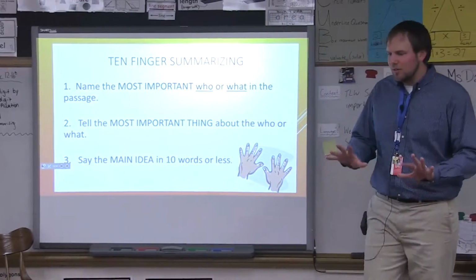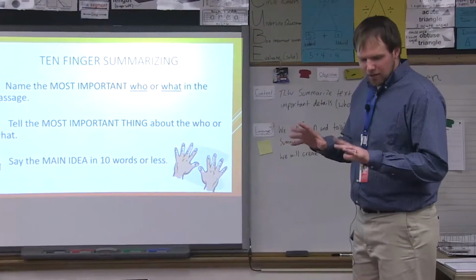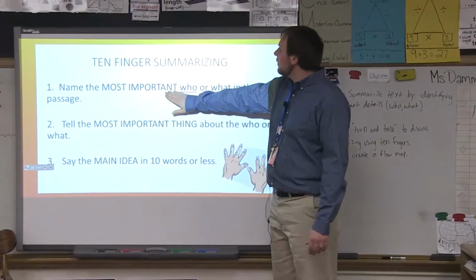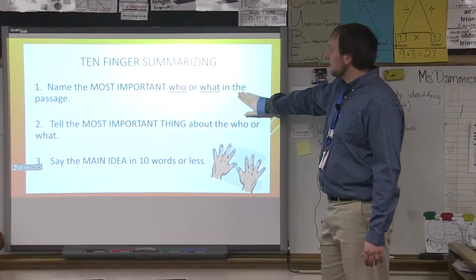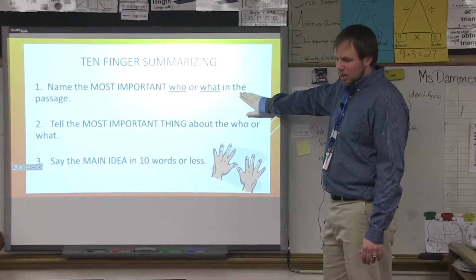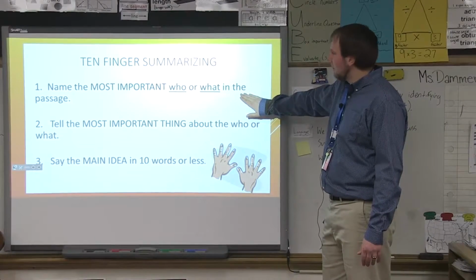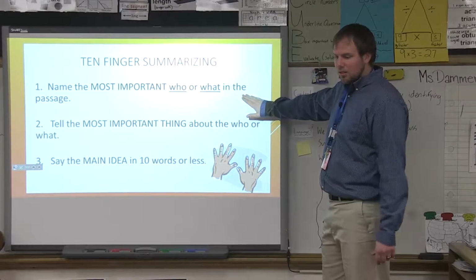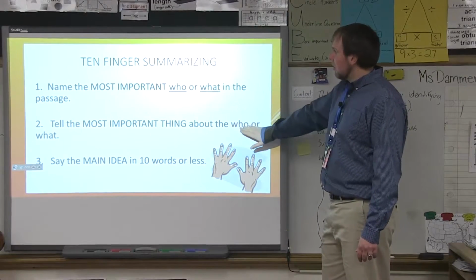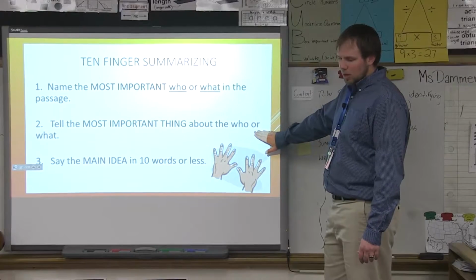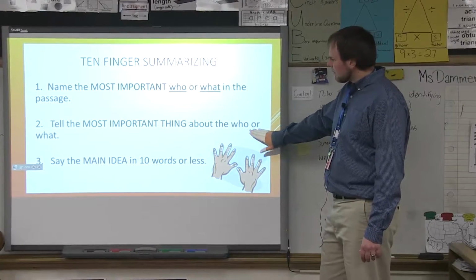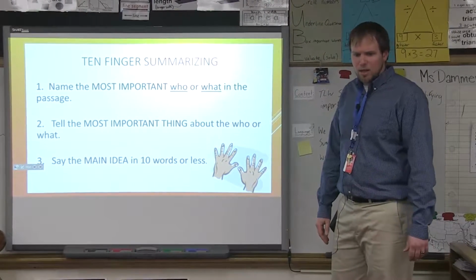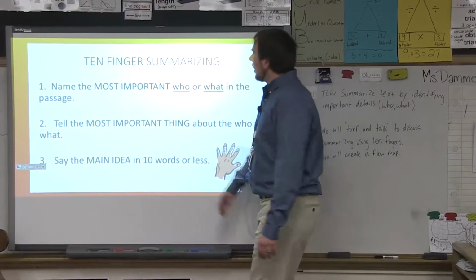10-finger summarizing, just to review, okay? You guys have 10 fingers? There we go. All right. Remember, when you're doing the 10-finger summarizing, you're naming the most important thing in the story, or in the passage, or in the text, whatever we're reading. So it's who and what in fiction, all right? Who is the characters? What are they doing, okay? Or you're telling the most important thing about the who or what they did. Like in nonfiction, you'll be saying the main idea in 10 words or less, okay? Because there's not always a who. All right, so remember that.